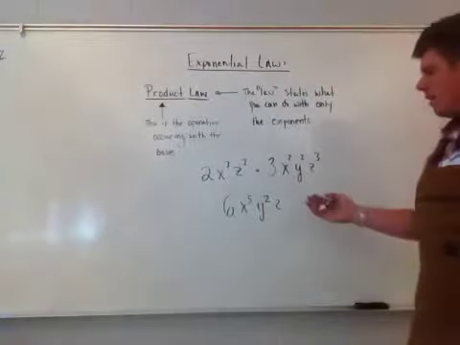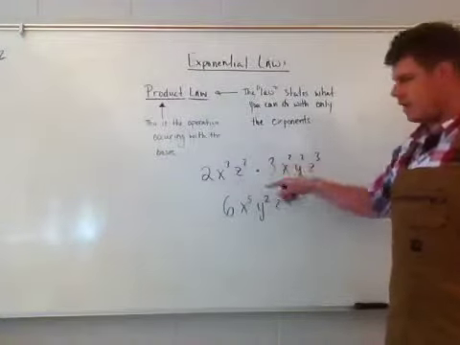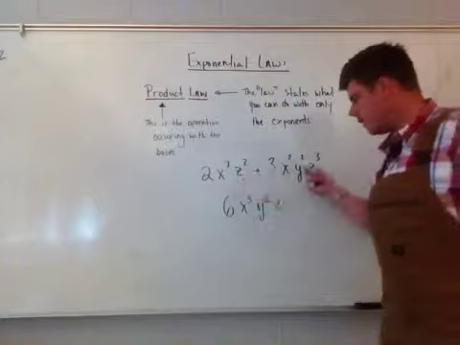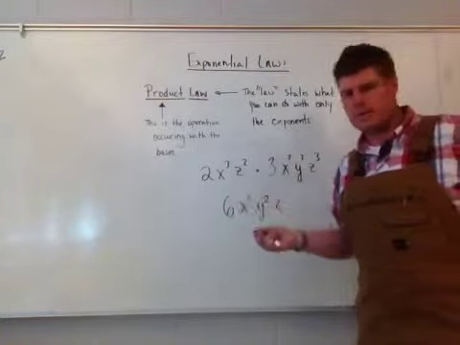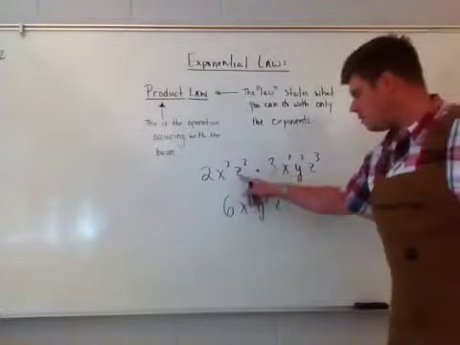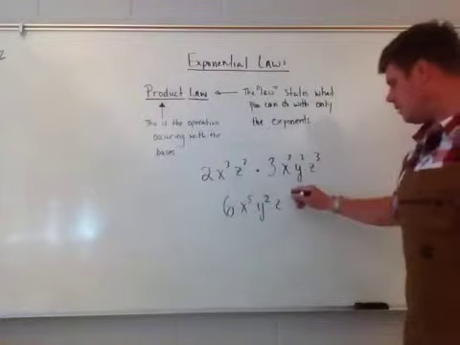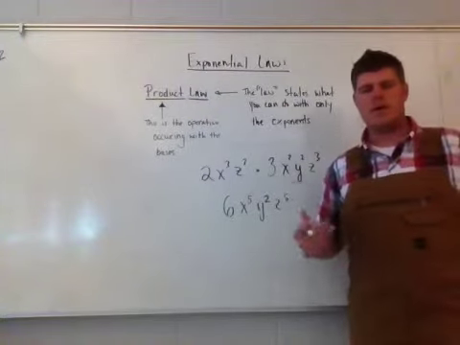Okay? And then I look at my z's. Well, my one z has a 2, and the other z has a 3. Well, since they're connected to multiplication, what I can do is add their exponents. So, I come over here and I go z, so 2 plus 3 is 5. Okay? And some other common mistakes here.